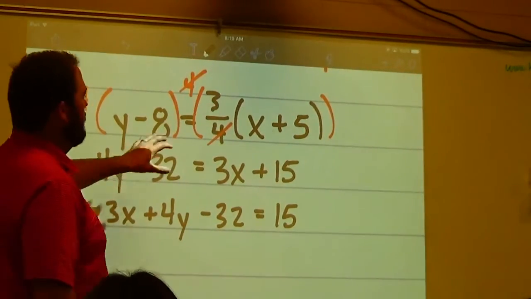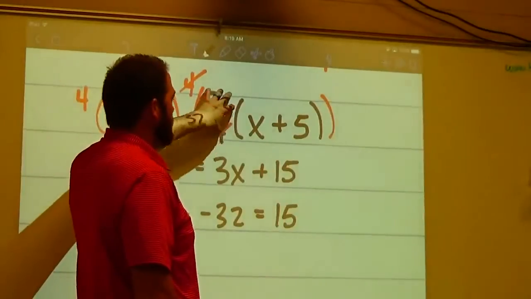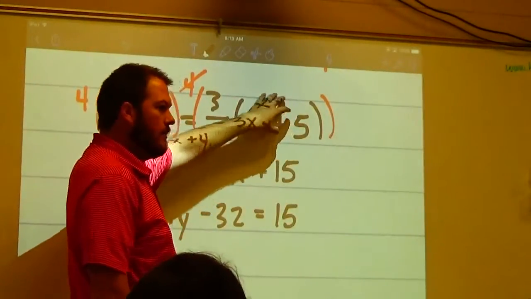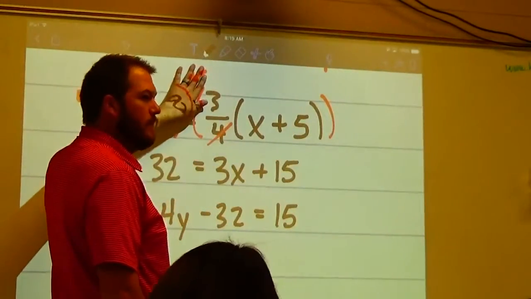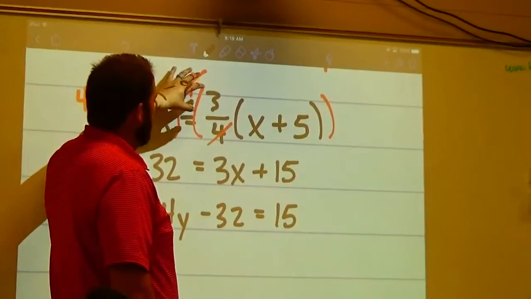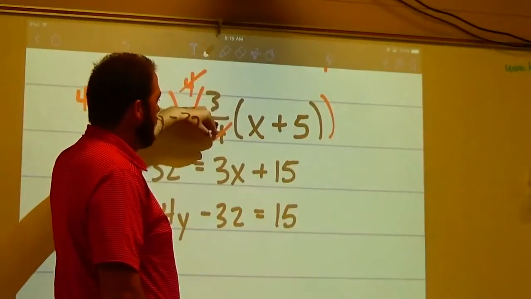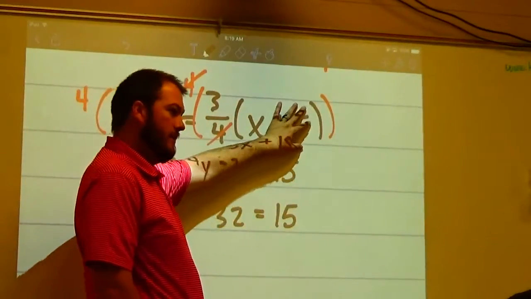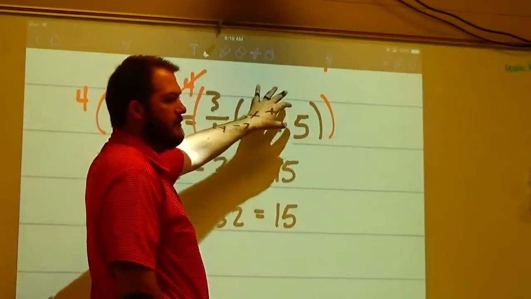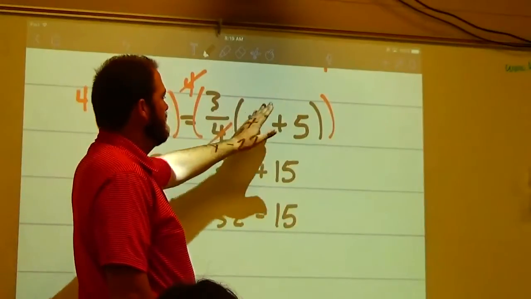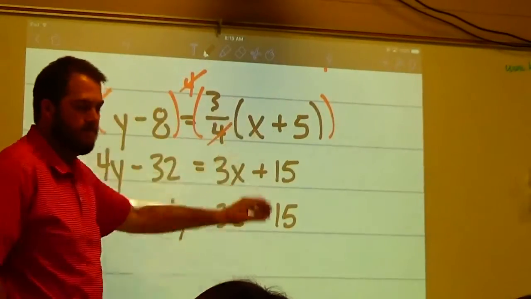Over here, we multiply by 4 since it's 3/4 times this. The 4's cancel, we don't have to worry about it. If it was 3/4 plus this quantity, then we have to multiply the 4 times this as well. But since this is multiplication, we don't have to worry about it.